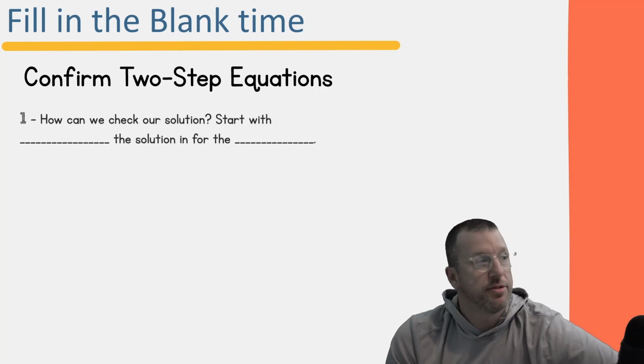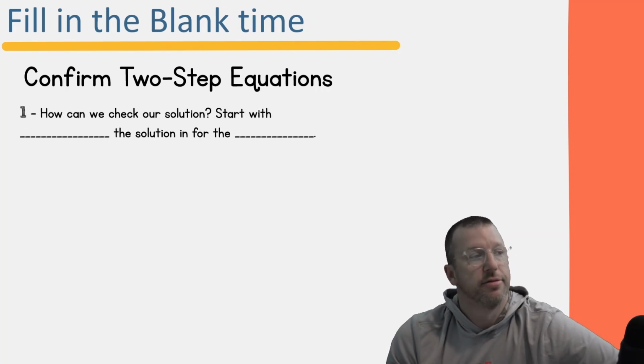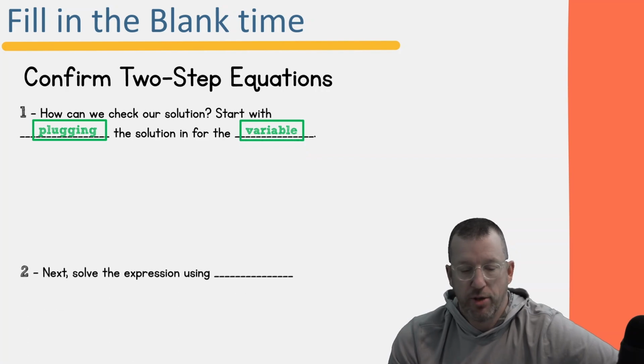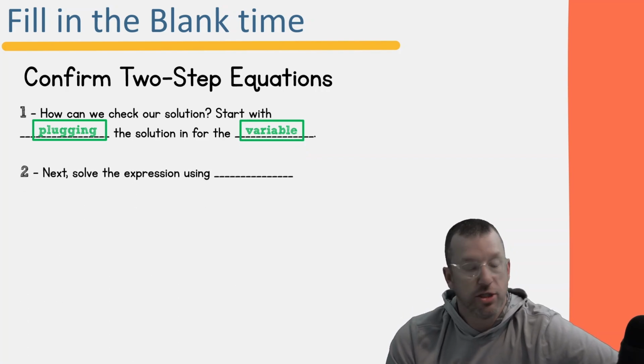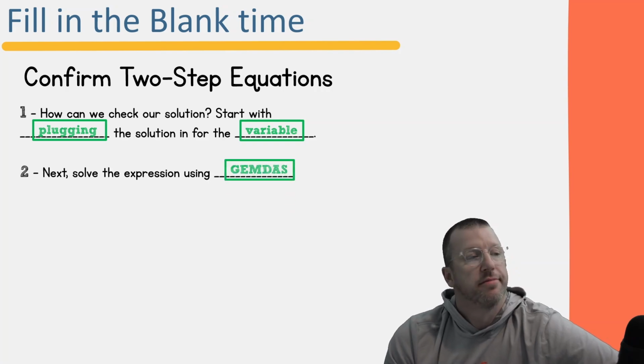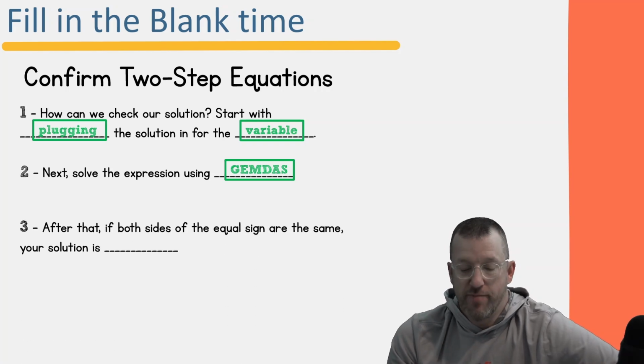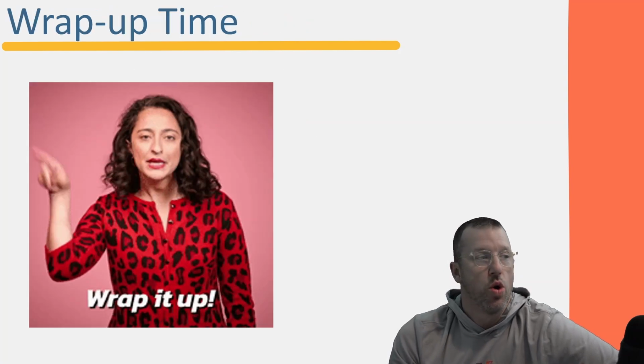Let's confirm two-step solutions. How can we check solutions? We start by plugging the solution in for the variable. Whatever you got that variable to equal, put it back in your original equation. Then we solve the expression using GEMDAS. After that, if both sides of the equal sign are the same, your solution is correct. All right, good job.